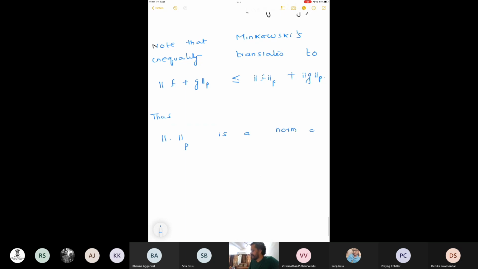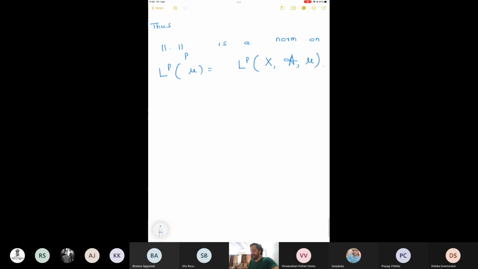A norm on which vector space? On L^p(mu). L^p(mu) was a notation we simplified for L^p(X, A, mu). In other words, L^p turns out to be a normed linear space. Thus, for 1 less than p less than infinity, L^p(mu) is a normed linear space.